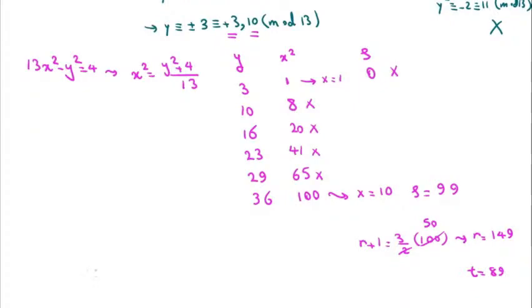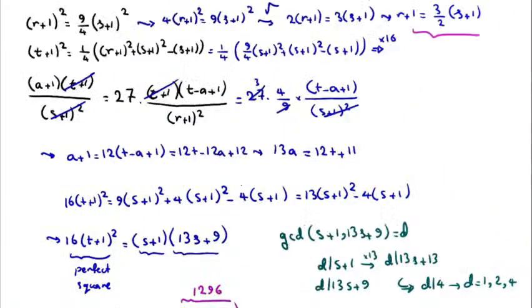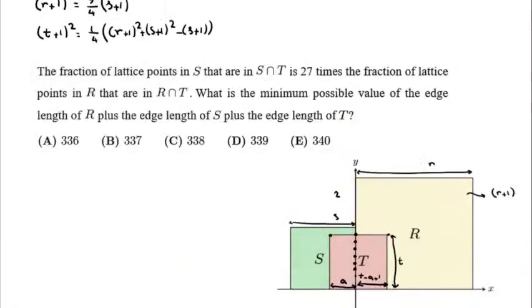If you add these numbers, r plus s plus t. R is 149. S is 99. T is 89. So if we write these numbers on top of each other, 149 plus 99 plus 89, it will be 337. And if we check, 337 is this. But the problem says 340.